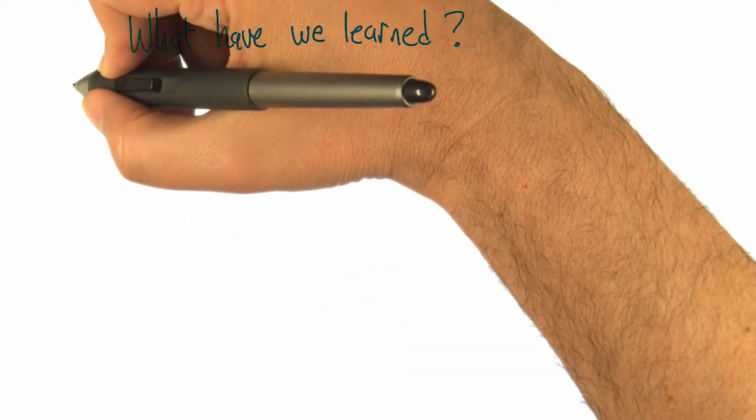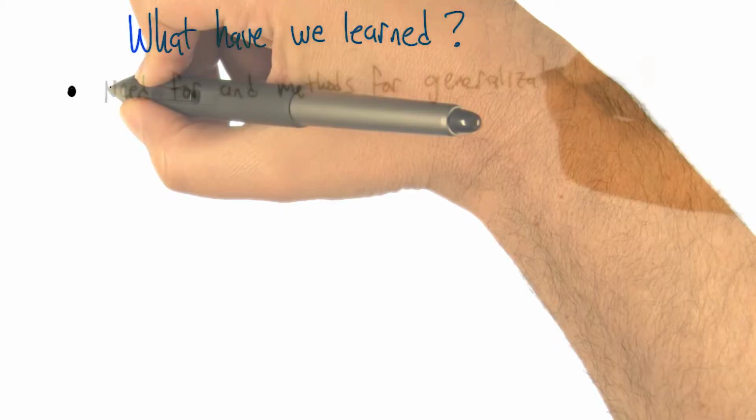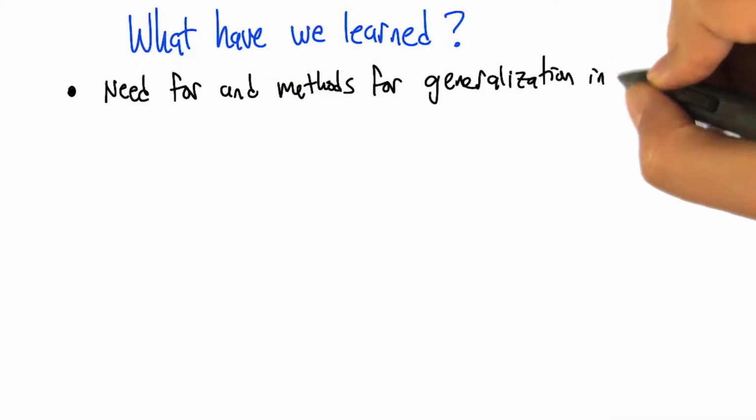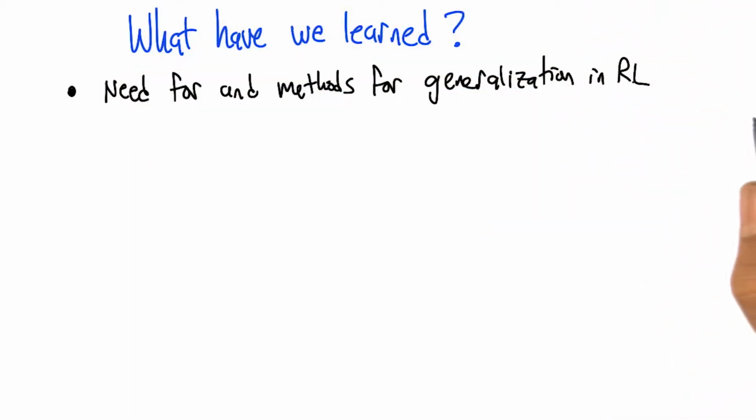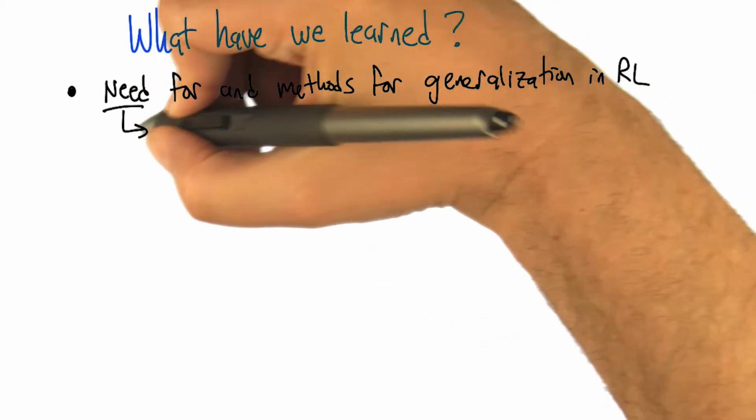So I think the big thing we learned is that there is both a need for and a way to do generalization. In reinforcement learning, yeah. And the need part comes from the fact that for a lot of problems we care about, there are zillions and zillions of states.